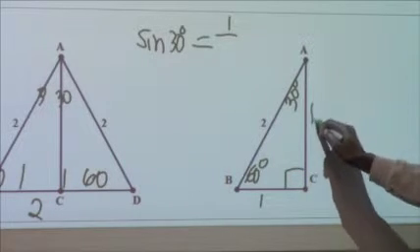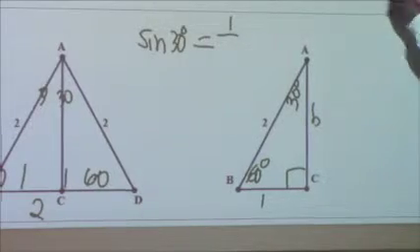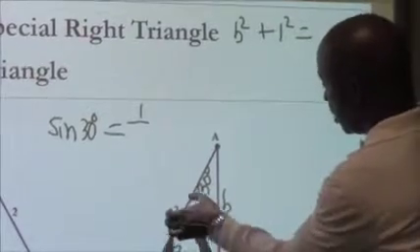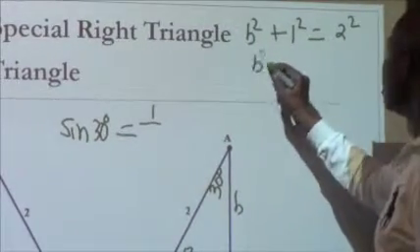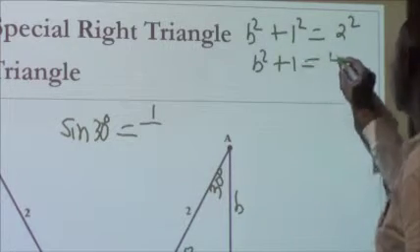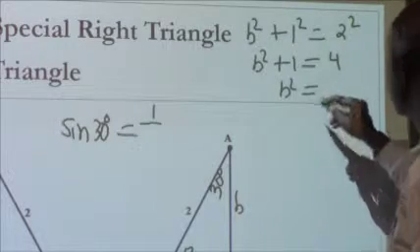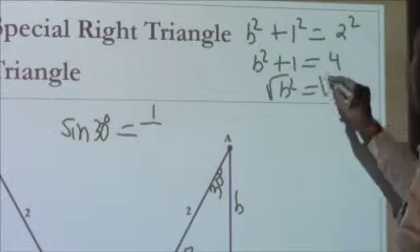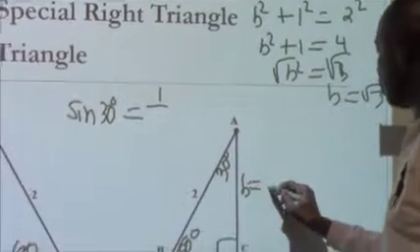I don't know this side, so let me call it small b. So I can say b squared plus 1 squared is equal to c squared, which is going to be 2 squared. So what I have here is b squared plus 1 is equal to 4. Subtract 1 from both sides. b squared equals 4 minus 1, I'm going to get what? 3. Take the square root. b is equal to square root of 3. So this side here is square root of 3.